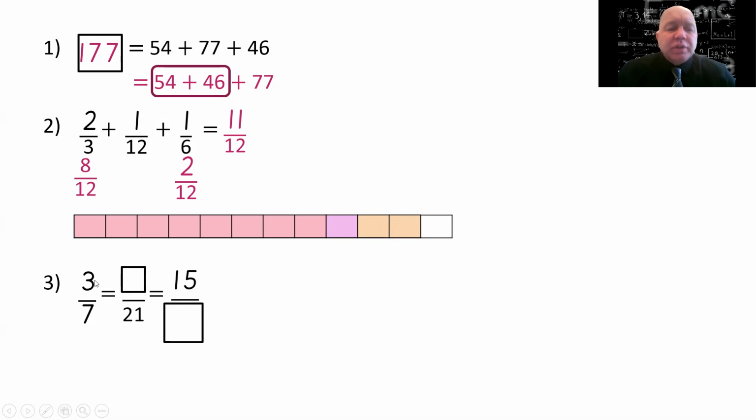Finally, we've got some equivalent fractions. 3/7 is the same as how many 21sts? Well, 7 times 3 gives you 21. So do the same thing to the top, times by 3, you get 9. So 9 over 21 is exactly the same size as 3 over 7. It's equivalent. What about 15 over something? Well, to turn a 3 into a 15, we times by 5. We're going to do exactly the same to the denominator, 7 times 5, to give us 35. 15 over 35 is equivalent, the same size as 9 over 21 and 3 over 7.